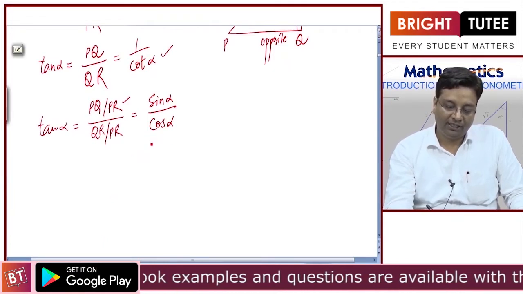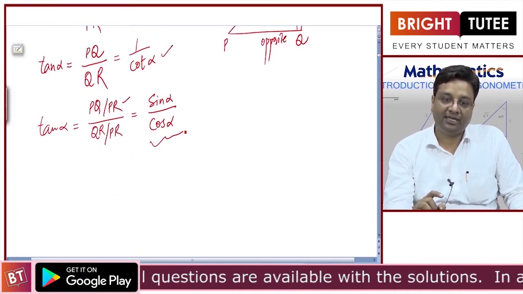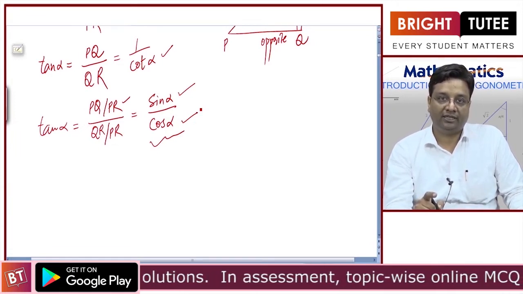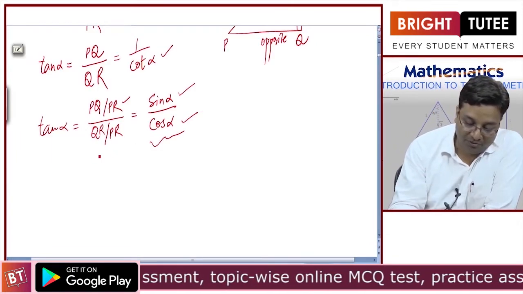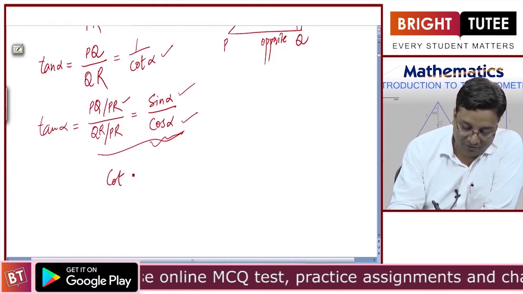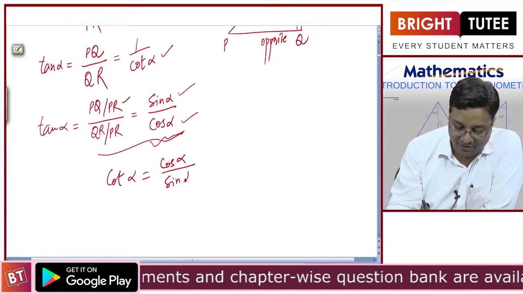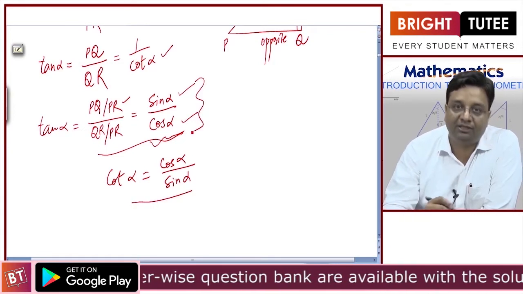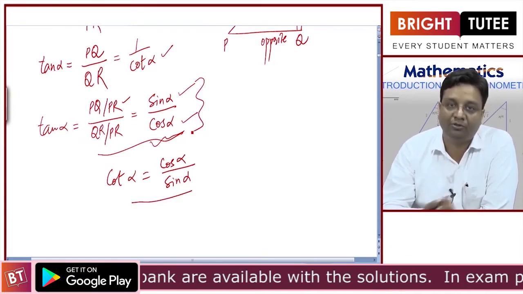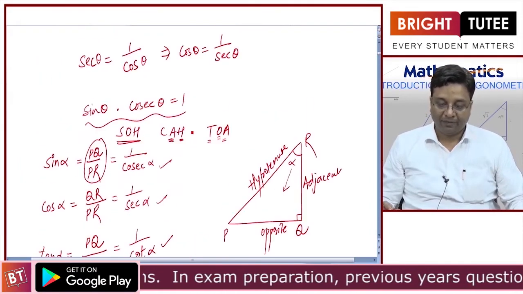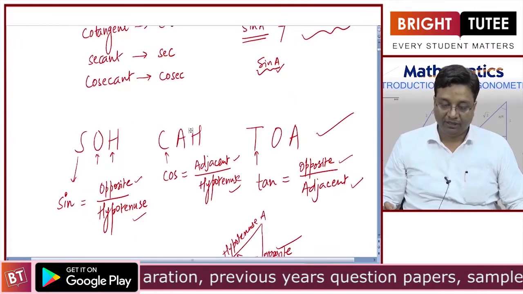And we also see that tan of an angle is equal to sine of that angle divided by cosine of that angle, right? So from this I can also say that cot of an angle alpha is equal to cos alpha upon sine alpha, right? I just flipped this ratio because cot is just the reciprocal of tan, right? So far these things should be clear to you.